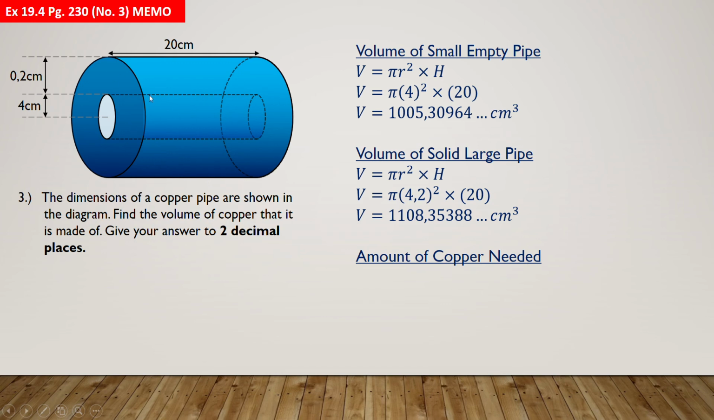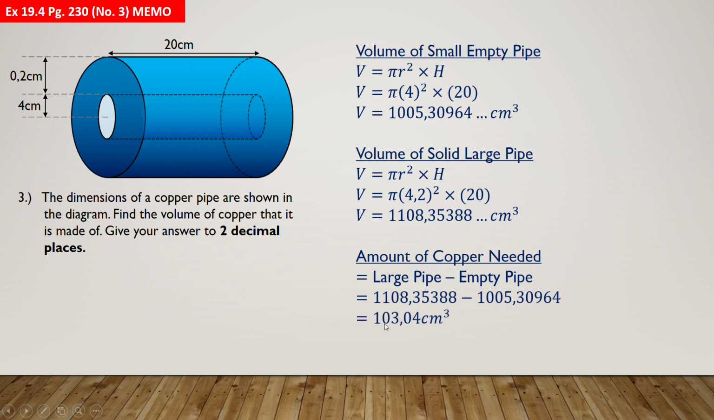Now that middle section is empty, so I'm going to subtract that volume from the full volume of the cylinder because that part doesn't have any copper and they want the amount of copper that they need. They don't want to spend money on copper that they don't need. So I'm going to take the volume of the solid large pipe, subtract the empty part, and I find that the amount of copper that they need to 2 decimal places is 103,04 centimeters. Don't forget your cubed, because we're working with volume.